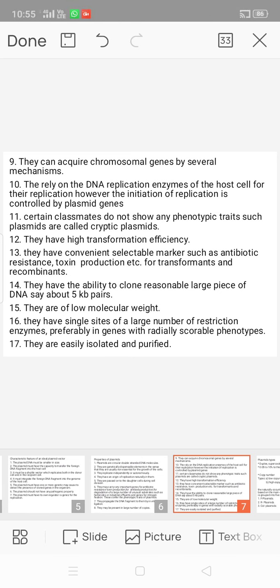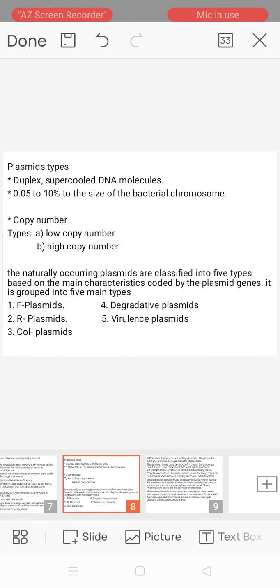They are of low molecular weight, and they have a single site for a large number of restriction enzymes, preferably in genes with readily scorable phenotypes. They are easily isolated and purified. And plasmid types. Plasmids are duplex supercoiled DNA molecules. They range in size from 0.05 to 10% of the size of the bacterial chromosomes.